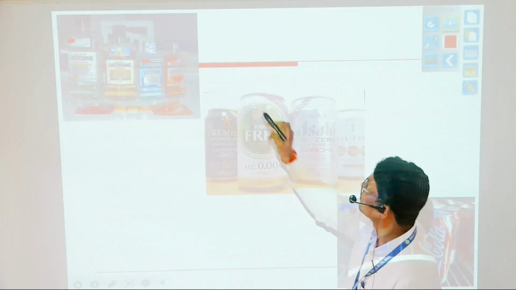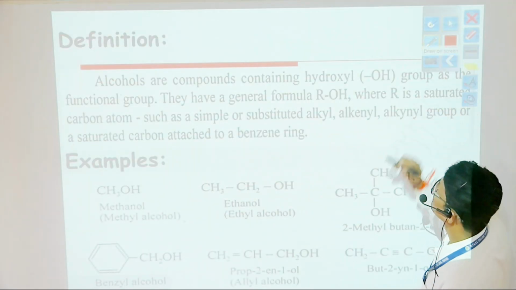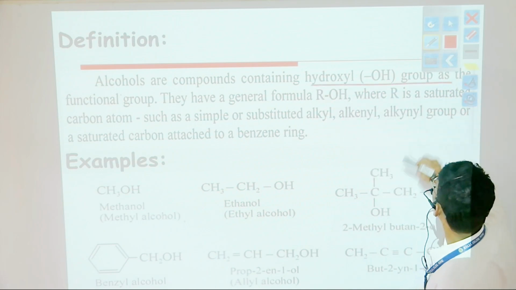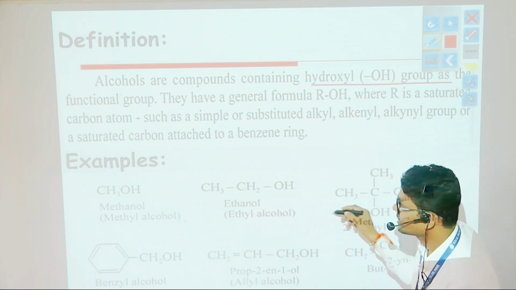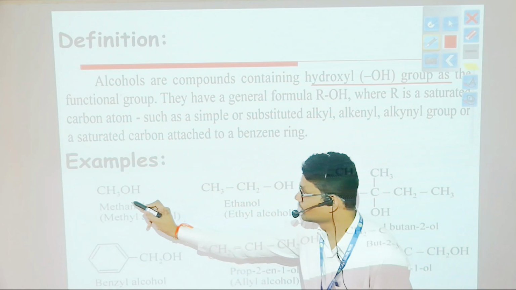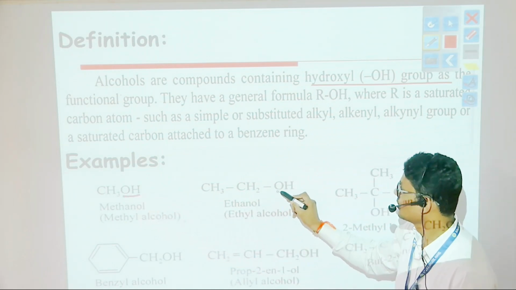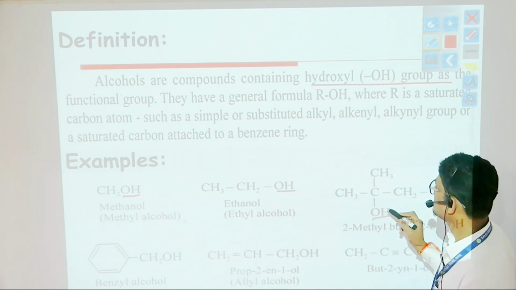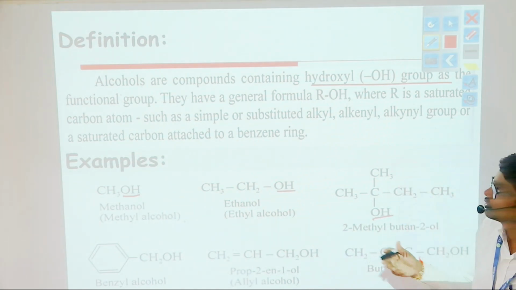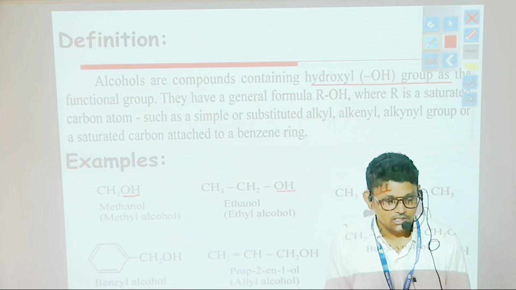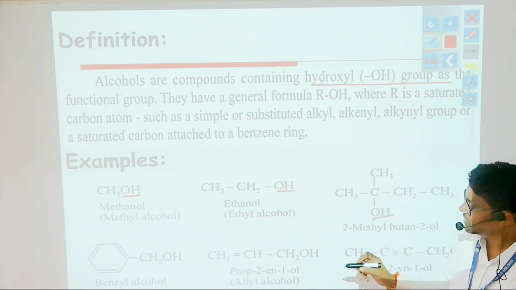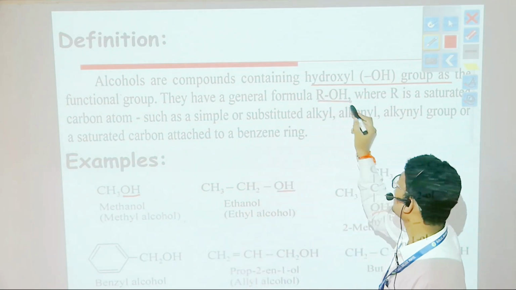Alcohols are compounds, and these compounds contain hydroxyl groups. Here are some examples, and you can see all these examples contain the hydroxyl group. Hydroxyl group is an OH group. So all these compounds are examples of alcohols. By definition, alcohols are compounds which contain the hydroxyl group. Hydroxyl group means OH group, and the general formula of alcohols is ROH.